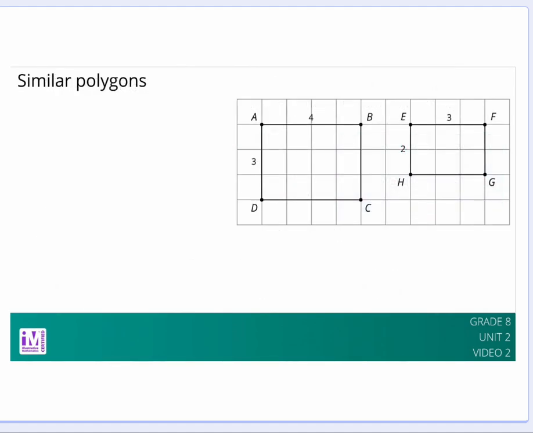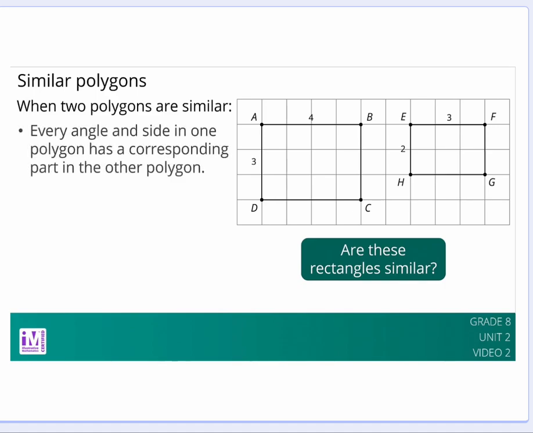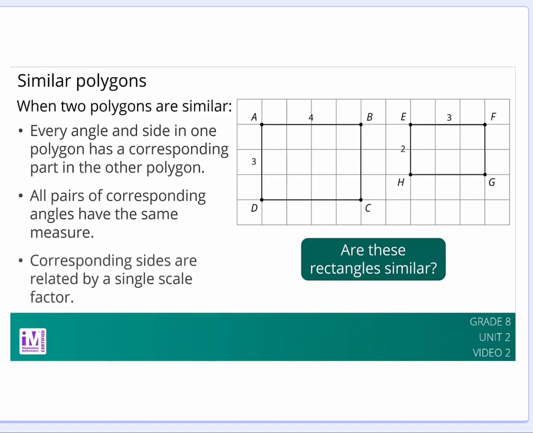Consider the two rectangles shown here. Are these rectangles similar? When two polygons are similar, every angle and side in one polygon has a corresponding part in the other polygon. All pairs of corresponding angles have the same measure, and corresponding sides are related by a single scale factor. This means that each side length in one figure can be multiplied by the scale factor to get the corresponding side length in the other figure.